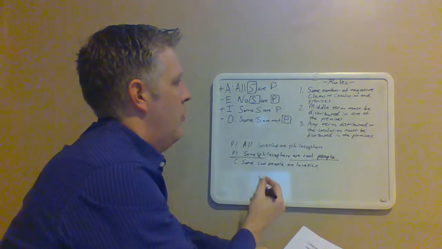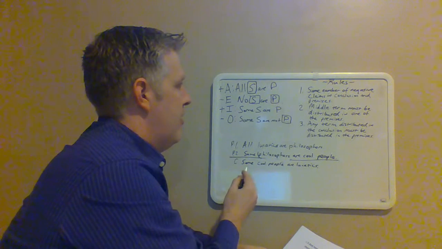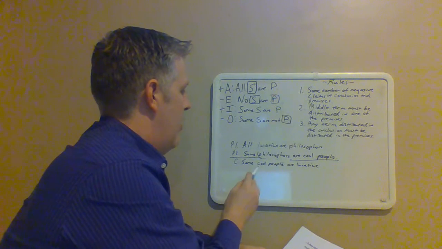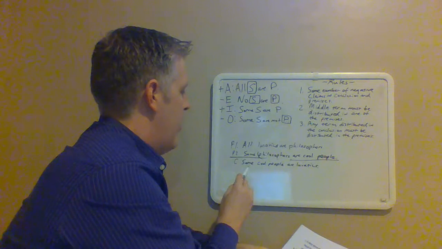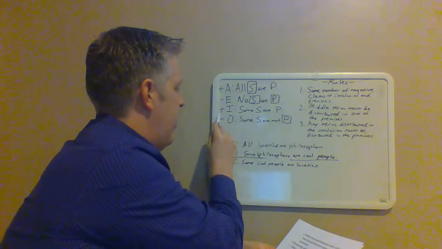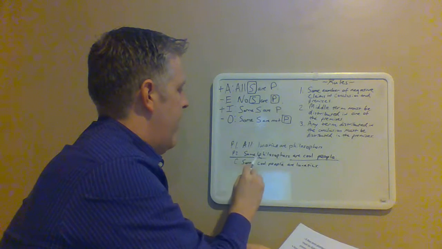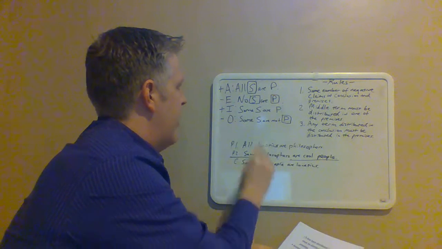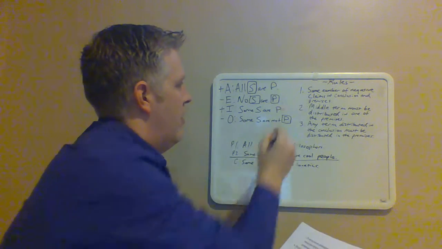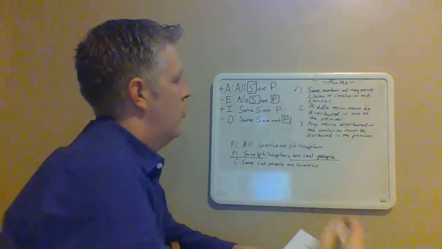So our first rule: there must be the same number of negative claims in the conclusion as in the premises. So this is not a negative claim, right? This is an I claim, which is positive. Okay, so we better not have any negative premises, and in fact we don't. That's another I claim, and that's an A claim. Both of those are positive. So look, it satisfies Rule 1.